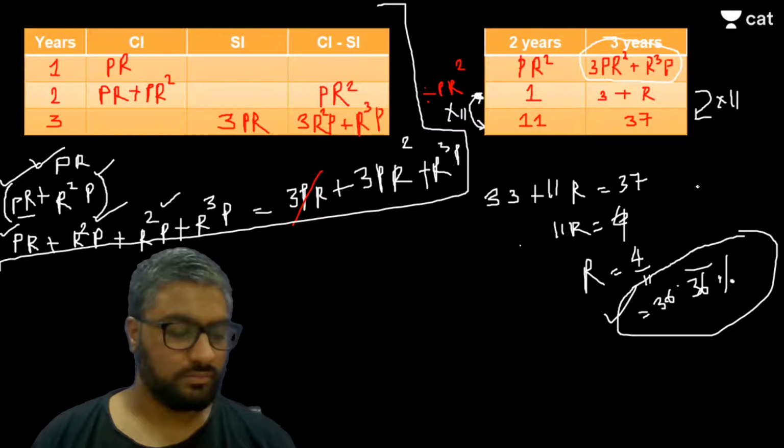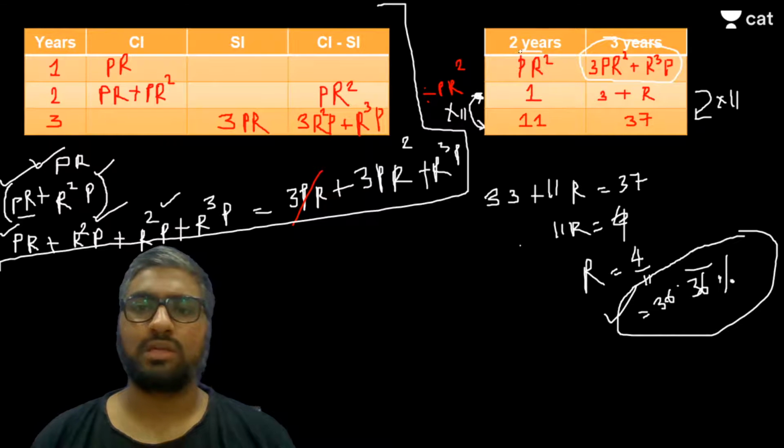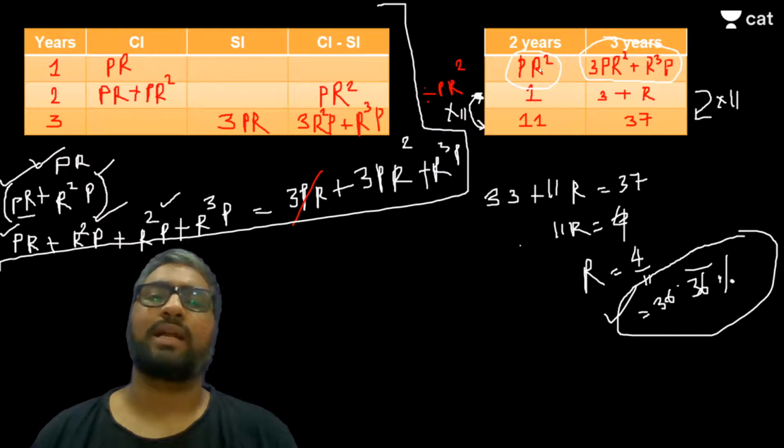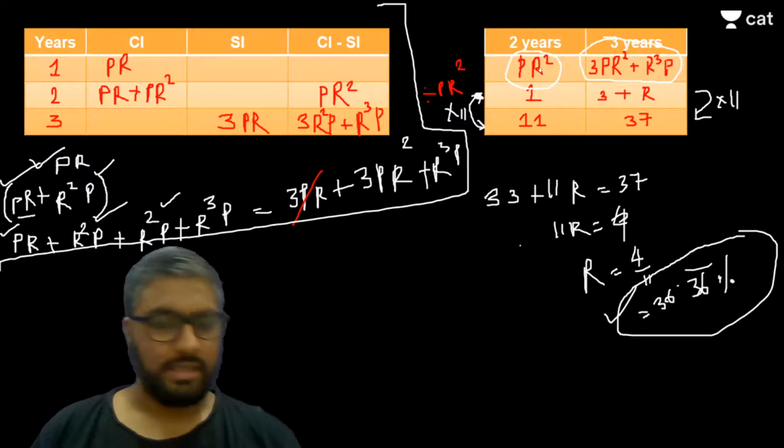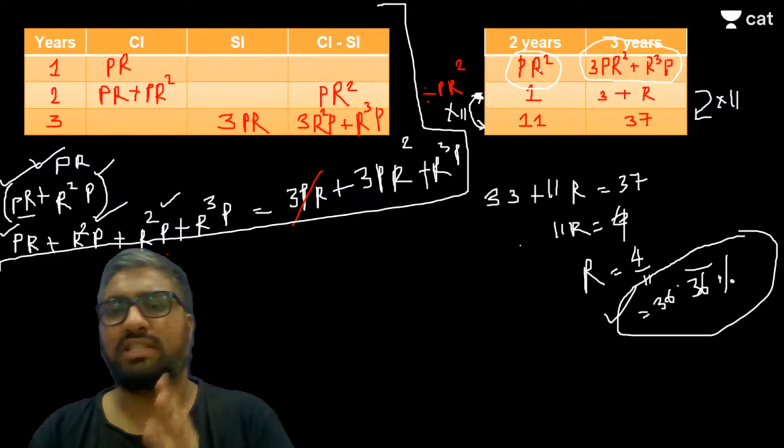PR square by 100 square is the difference of 2 years together. I'm assuming R is automatically taken as percentage. Great, superb. So there goes the difference part.